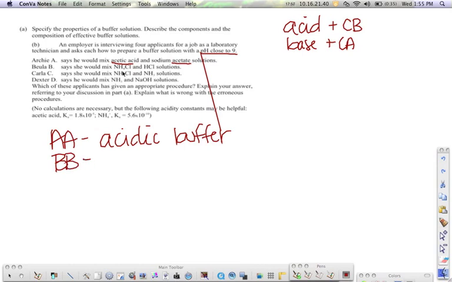Beulah mixed ammonium chloride and hydrochloric acid. Well, in the ammonium chloride, chloride is a neutral ion. The ammonium ion is weakly acidic. It's the conjugate acid of ammonia. And then, of course, you have the hydrogen ion. So Beulah just made an acidic solution that's not a buffer.